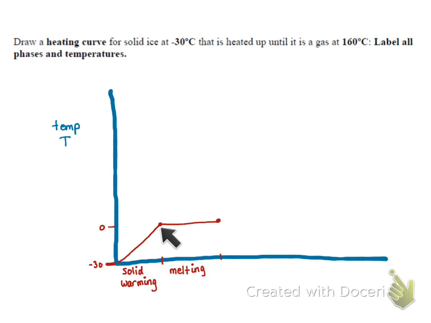And then the next stage is melting, and during the phase change, the temperature is constant. So that is the melting. It starts out as a solid, and it's going to end up as a liquid. Once it has all melted, then the temperature can keep increasing, and it's going to go from 0 all the way up to 100, which is the boiling point for water. And during this stage, it's going to be a liquid the entire time.